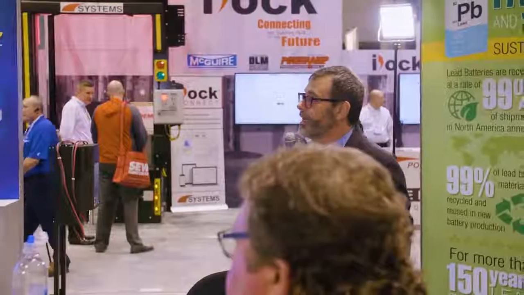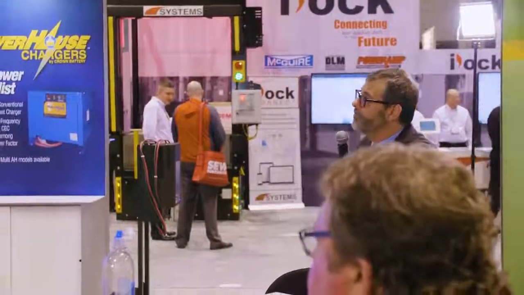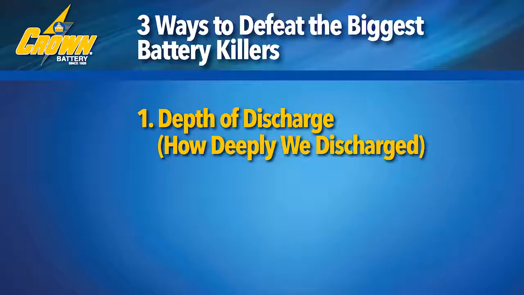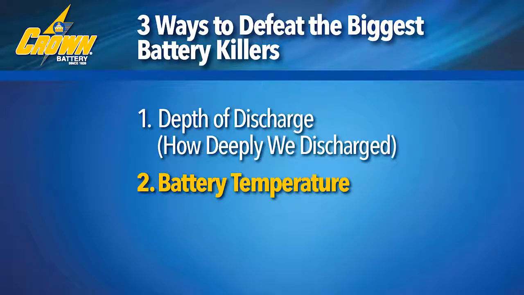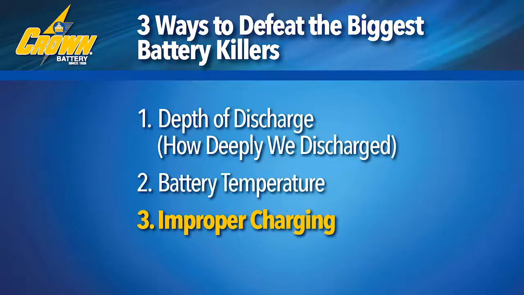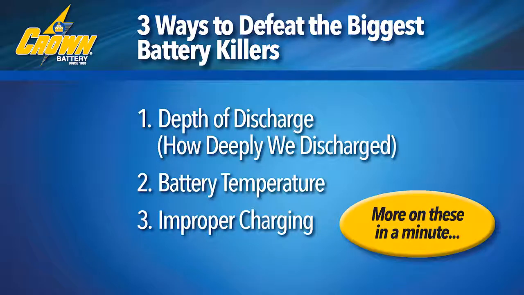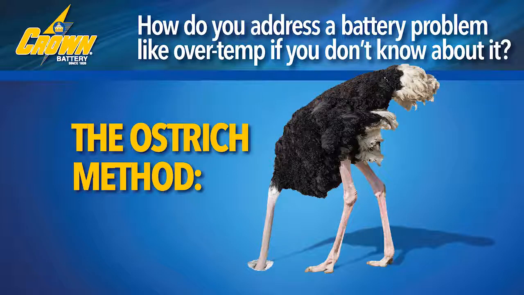So if I want to look at the 3 things that kill batteries, I don't think I'm going to get too much objection, especially in this room, that if we could control the depth of discharge, the battery temperature, and also address any improper charging, our chances of getting a longer battery life are going to improve. So how do most people deal with it? Well, this is the most common way. They ignore it. They just pretend it doesn't happen.